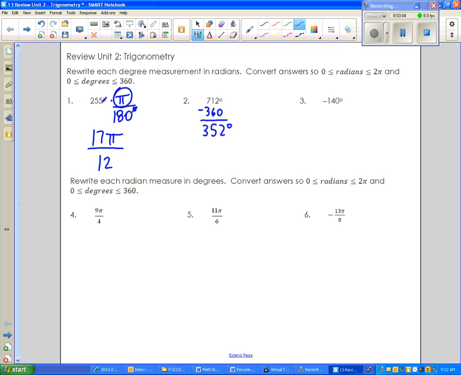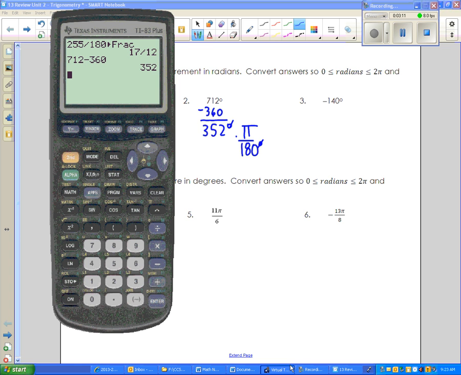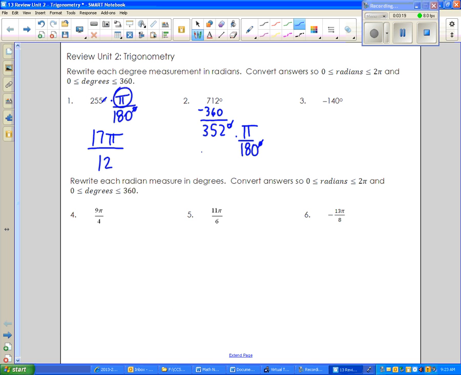And now I'll go ahead and do my multiplying by pi over 180. And again, your degrees are going to cancel. And so when you take 352, you're basically dividing by 180 and then converting it back into a fraction. And you'll get 88 over 45, but you got to remember that's 88 pi over 45.